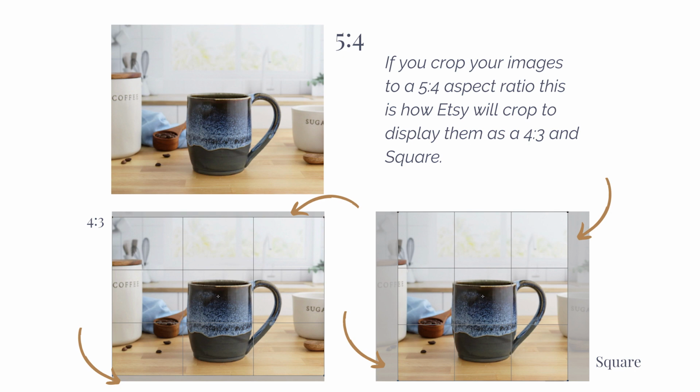If you crop your images to a 5:4 aspect ratio, this is how Etsy will crop to display them as a 4:3 and a square. Keep in mind that they will appear as a 4:3 in Etsy search on Android devices. Notice you don't lose much of the image in this scenario, just a tiny bit from the top and the bottom. However, when Etsy goes to crop the 5:4 to a square for your shop homepage on mobile, you are losing a little bit of a bigger portion of the left and right of your image. Remember, the goal is to keep your product within that square crop so it doesn't get cut out.